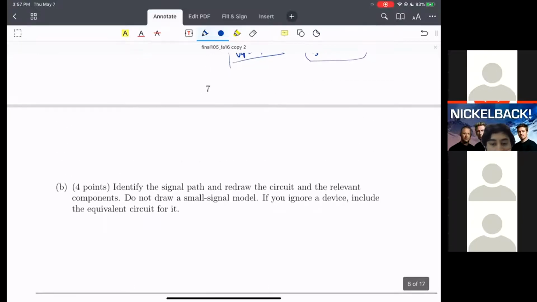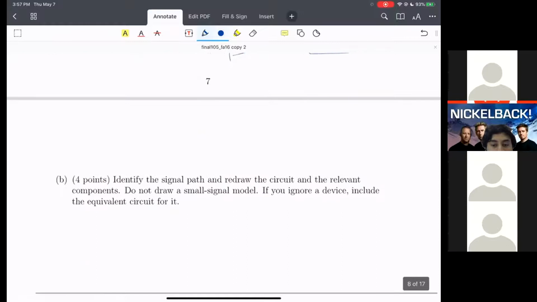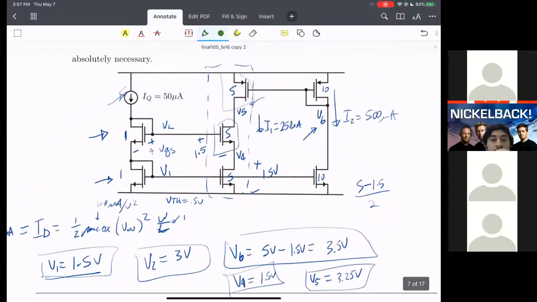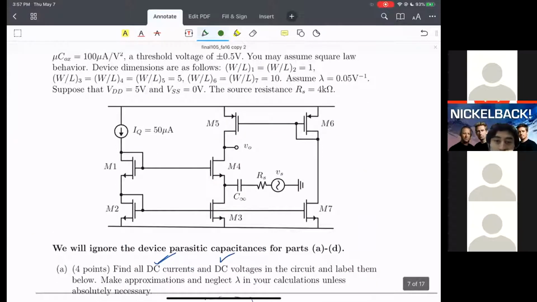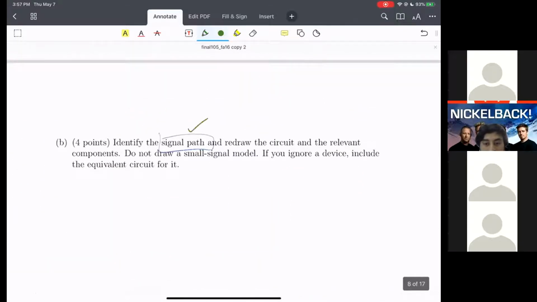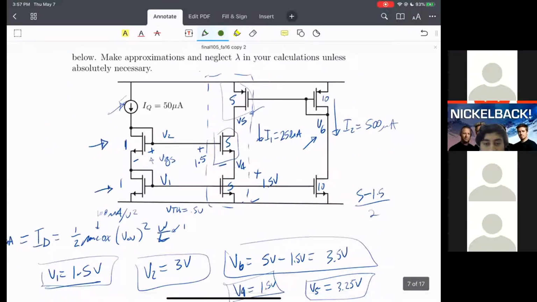Okay, so that's part A, and then we want to find the signal path. So I'll just draw it up here. The signal path is pretty clear. It's from VS all the way to VO. So we have a signal path. Now we should redraw the circuit. As we mentioned in the first part, we know that this is the main block. These are just biasing sections.